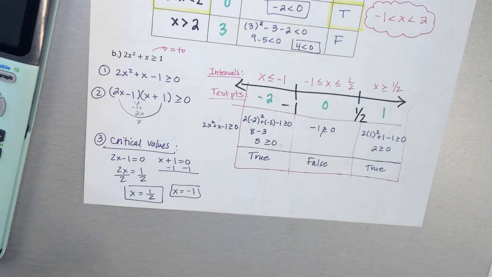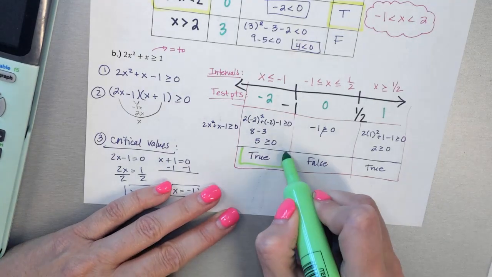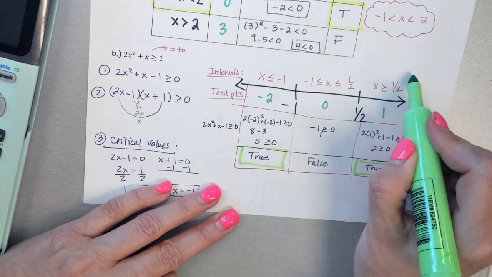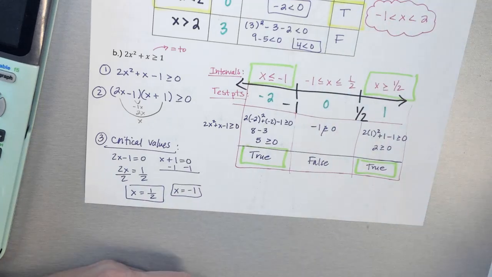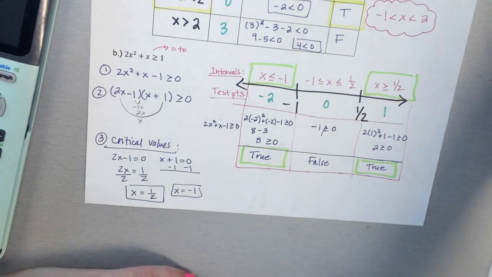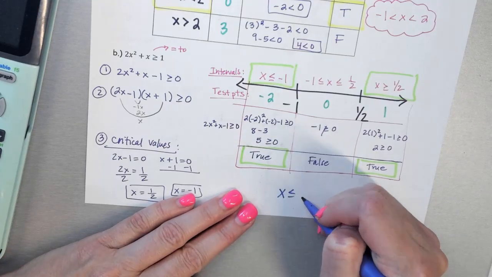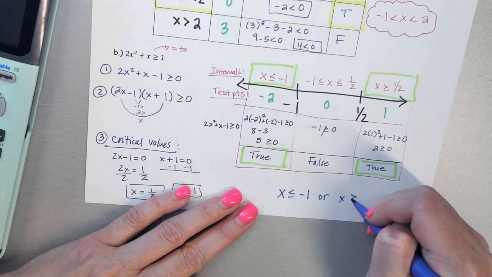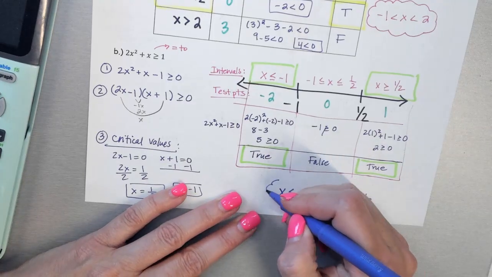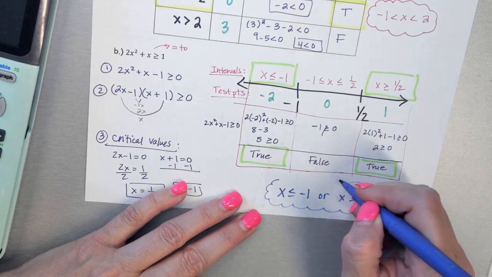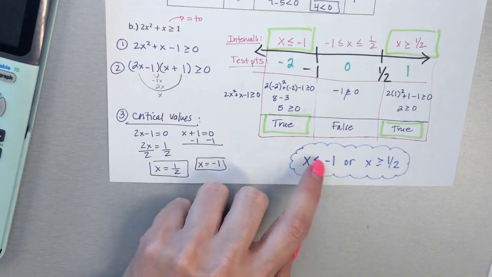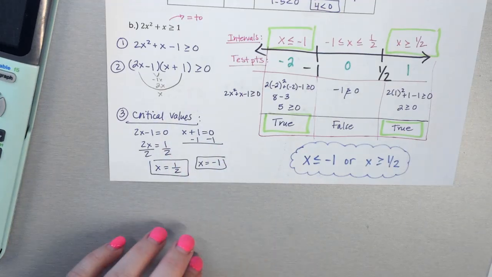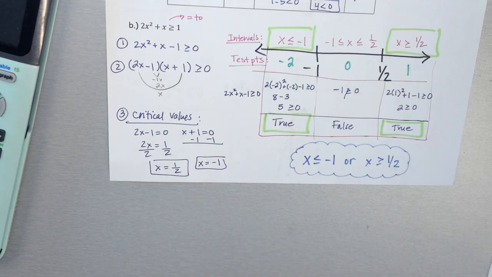So when you have two values that are true, you are going to have two intervals that are your solution. The way that you are going to write that is that x is less than or equal to negative 1, or x is greater than or equal to 1/2. You need the or because there is no value that's going to be both of those. You can't have a value that's less than or equal to negative 1 and greater than 1/2.